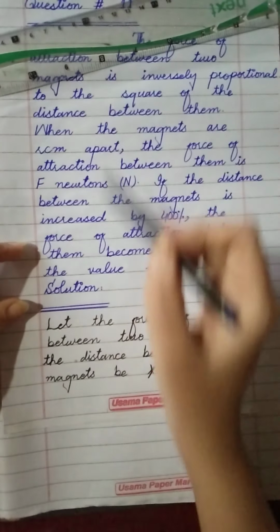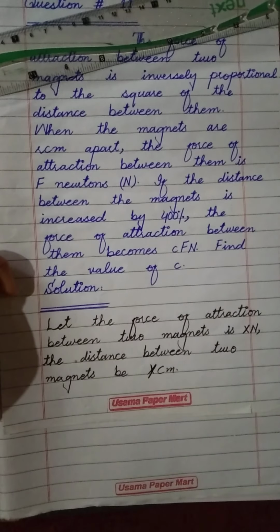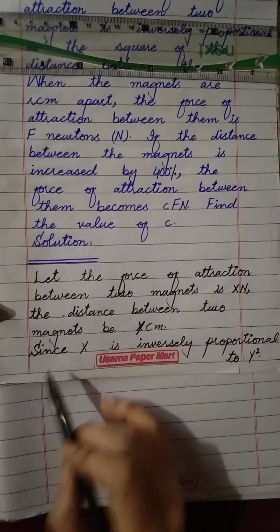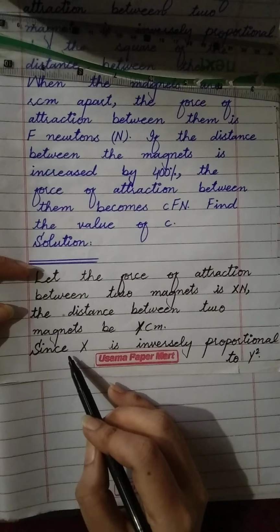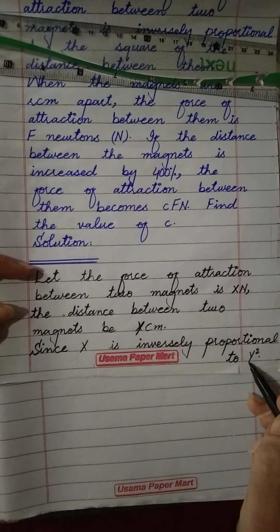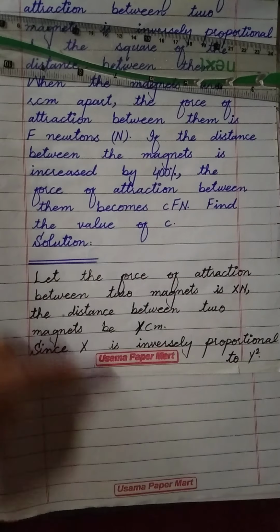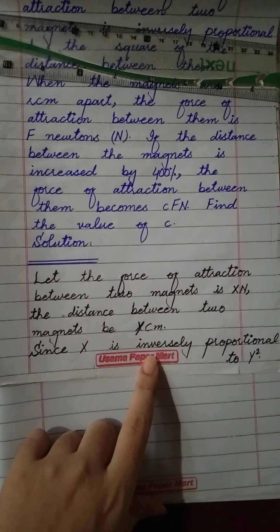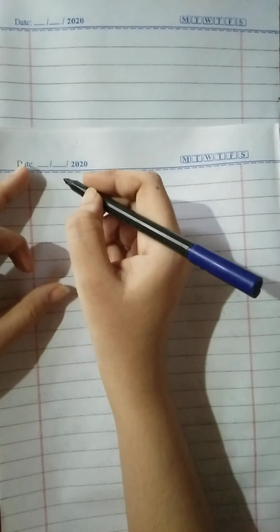Now what is the relation between the distance and the force? They both are inversely proportional. Yes, students, now the relation is that x, the force, is inversely proportional to the square of the distance. This relation is given in the question, so we will follow it. As x is inversely proportional to y square, we will write this formula.